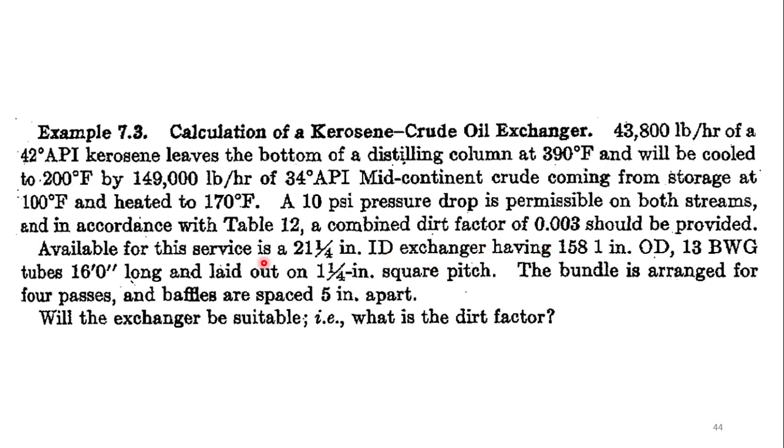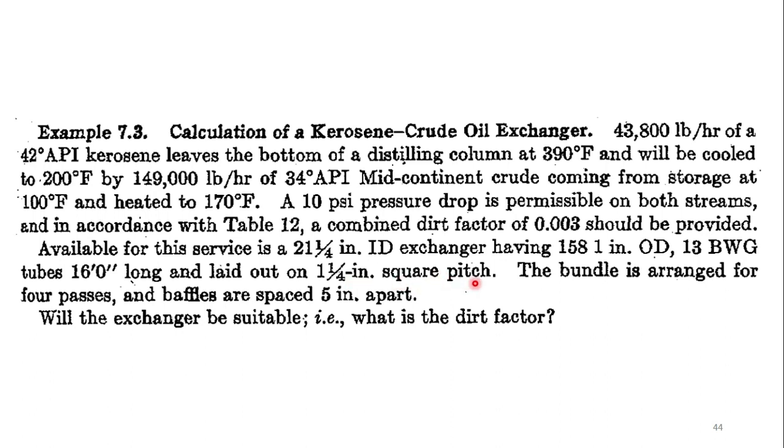0.003, and the available exchanger for this service is 21 1/4 inch internal diameter, having 158 1-inch outer diameter tubes. These are the number of tubes, and the 13 Birmingham wire gauge tubes, 16 feet long. And this is the dimensions, and laid out with a 1 1/4 inch square pitch.